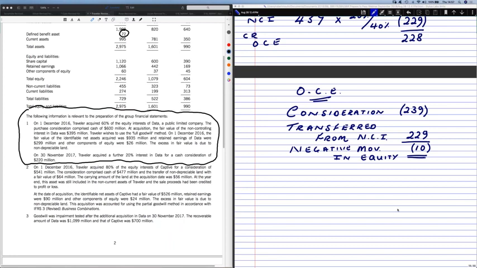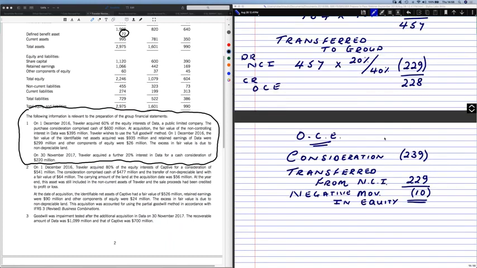At the 30th of November 2017, the shift of 20% gives Traveller a further interest, an increased interest in the net assets and goodwill. There is no change in control. Therefore, the movement is reflected as either a positive or negative movement within equity. The NCI is reduced by the amount that is transferred to the group. Based on the above, the following figures would be relevant.